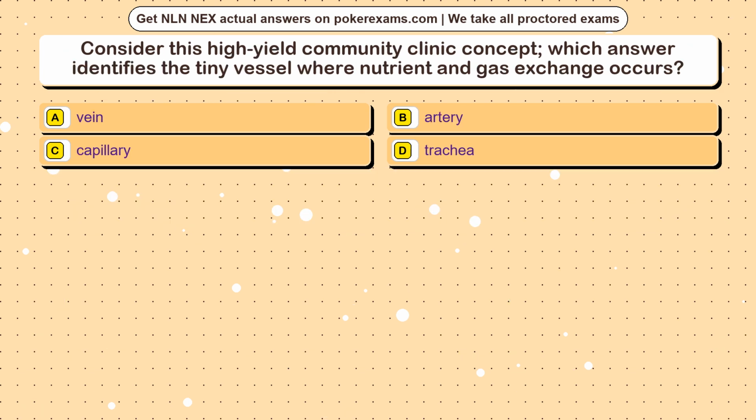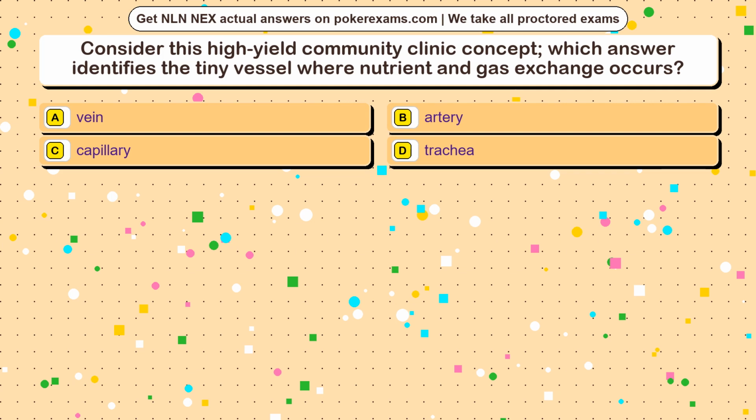Question 18. Consider this high-yield community clinic concept. Which answer identifies the tiny vessel where nutrient and gas exchange occurs? Option A, vein. Option B, artery. Option C, capillary. Option D, trachea.